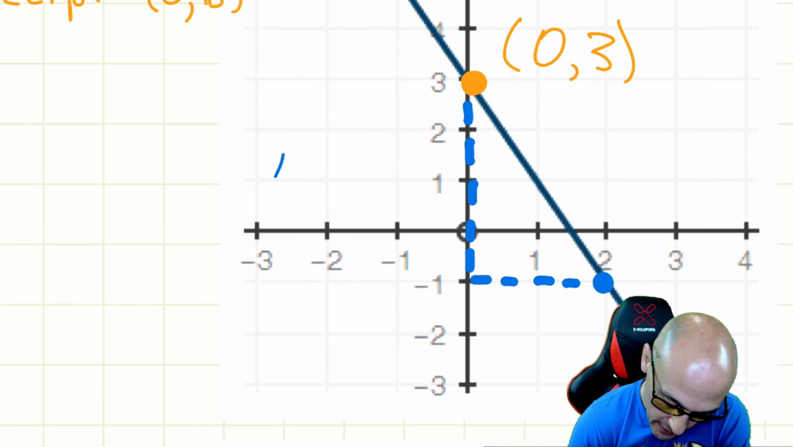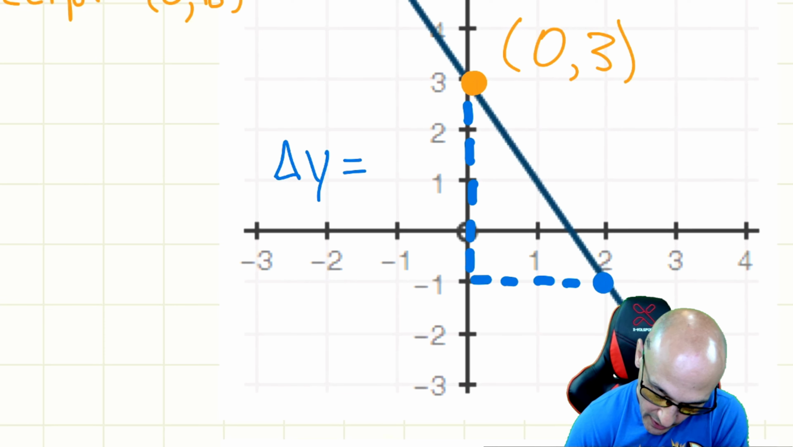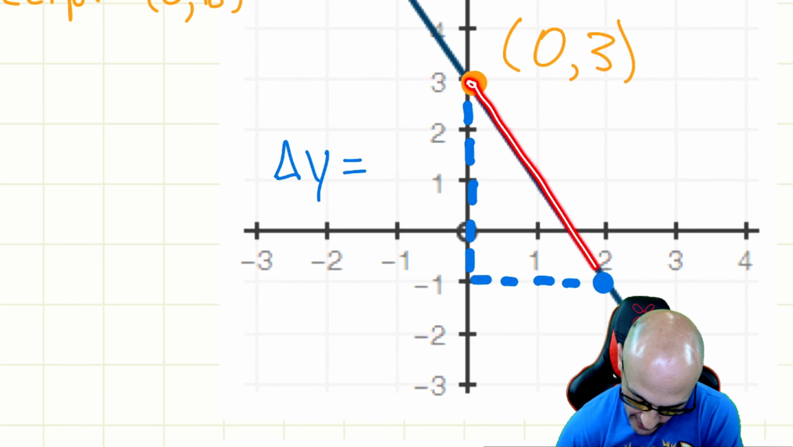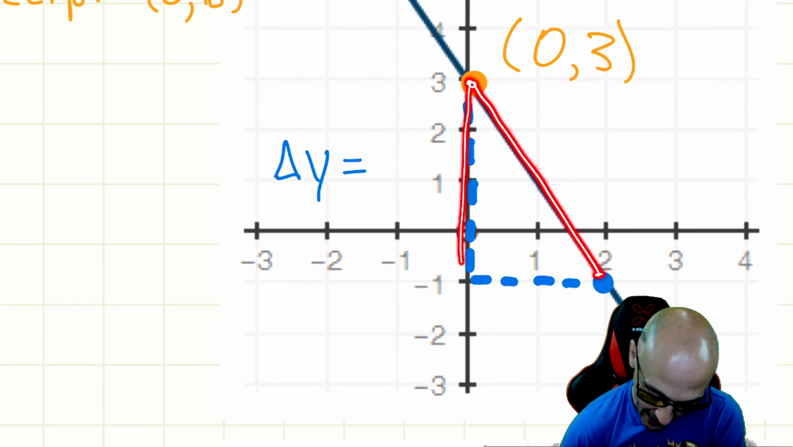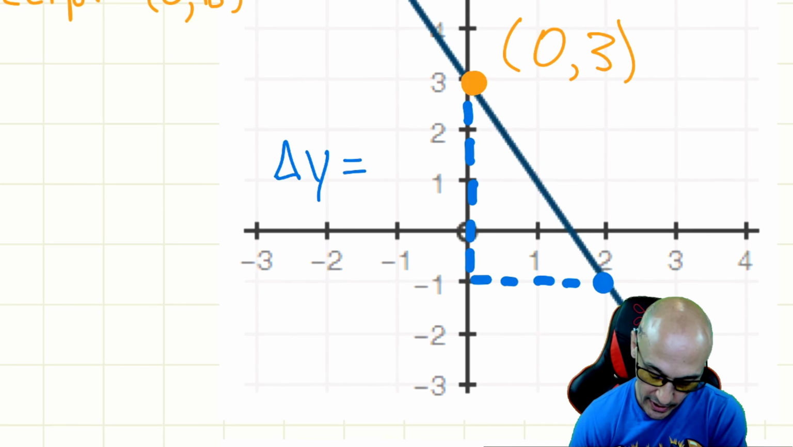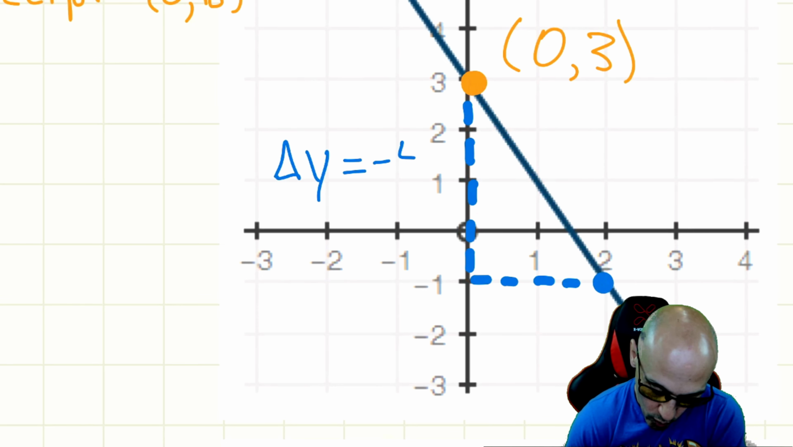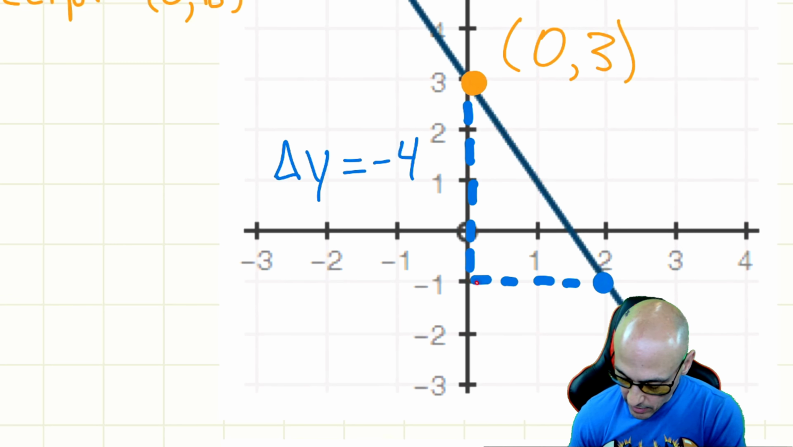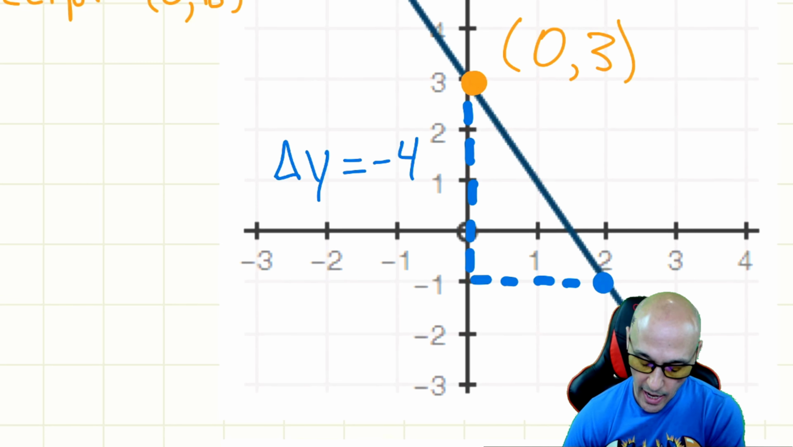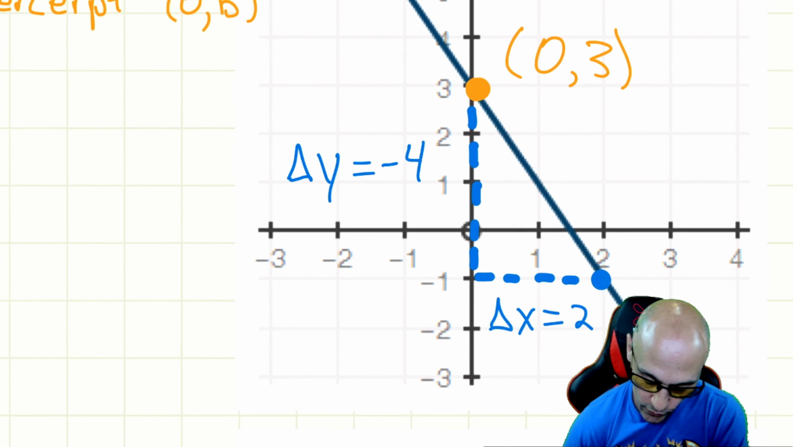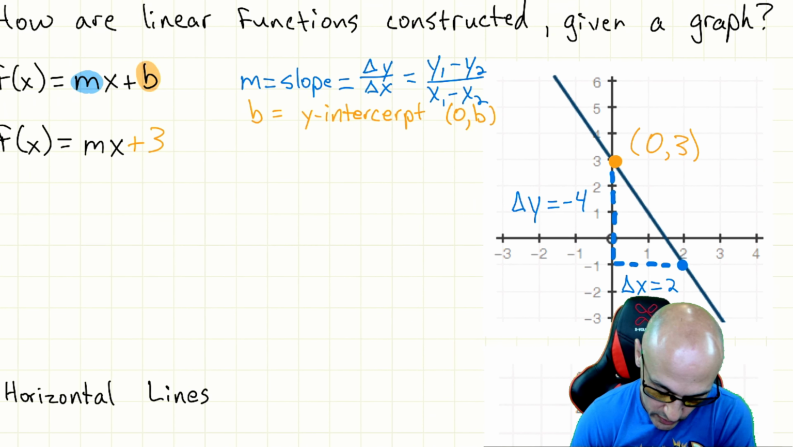So here I'm going to write delta y is equal to, and we usually go from left to right. So going from this point down to that point, we're going down, and that means that our delta y is going to be negative. And we're going down 1, 2, 3, 4 units. So our delta y is negative 4. And our delta x here, we usually measure that in positive units, going to the right. So delta x equals 2. So if we look at our slope, our slope was delta y over delta x, negative 4 over 2.